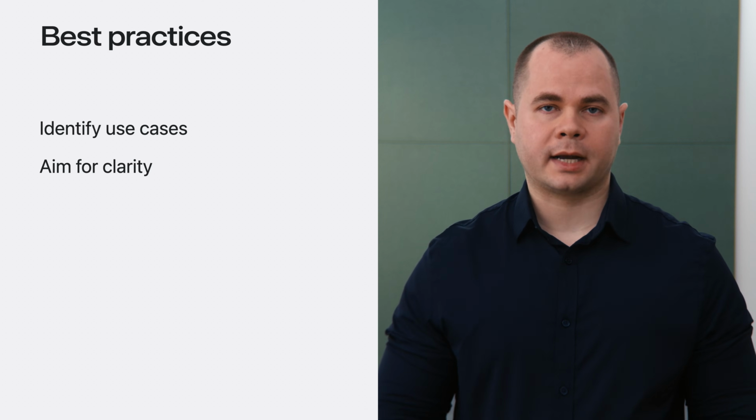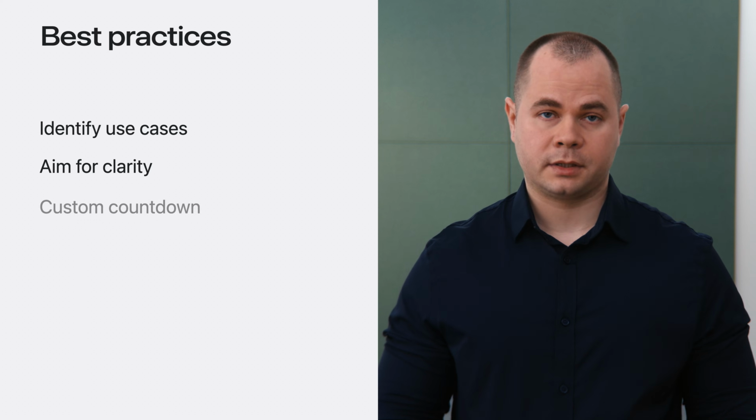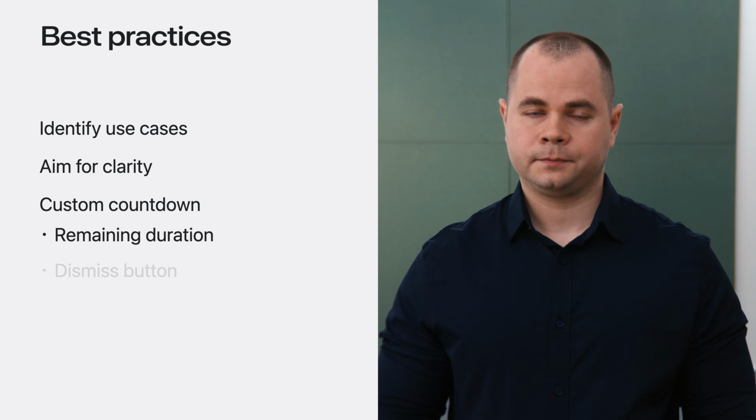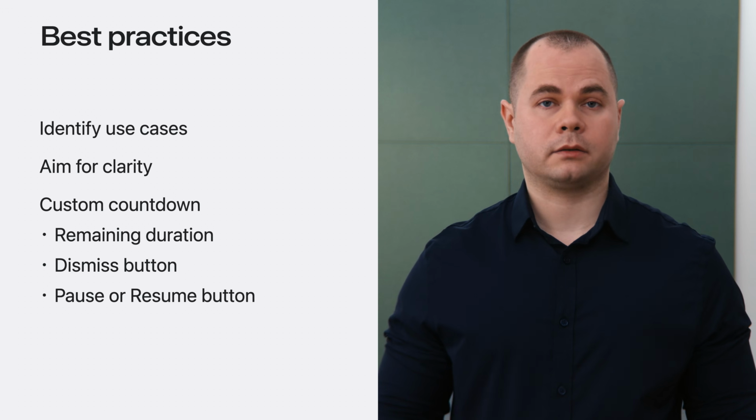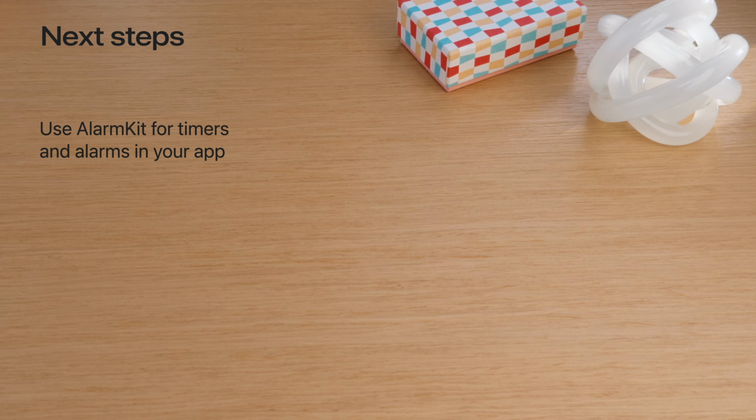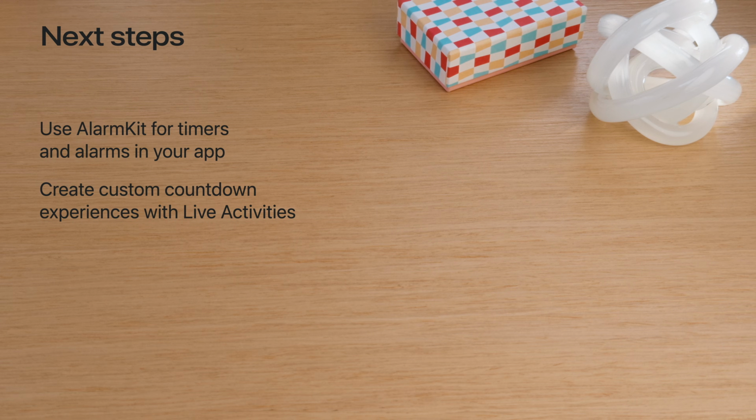If your alarm supports a countdown, consider including the key elements of the countdown in your live activity. This includes the remaining duration, a dismiss button, and a pause or resume button. Today, you learned how to use AlarmKit to create alarms and manage their lifecycle in the system. You're now ready to try it in your app. Use AlarmKit to configure alarms for your app's use cases. Create custom countdown experiences on the lock screen and in the dynamic island with live activities. Add custom actions to your alarms using app intents.